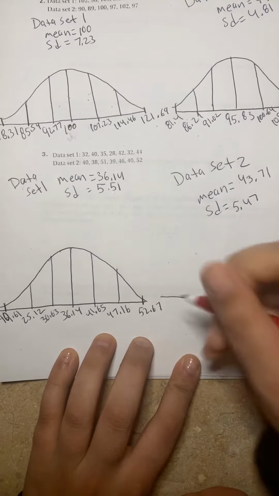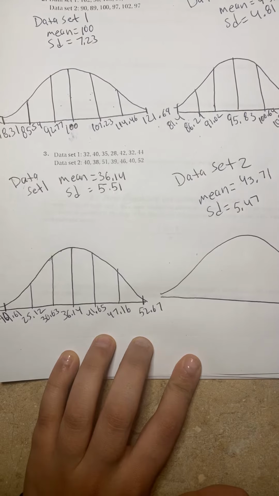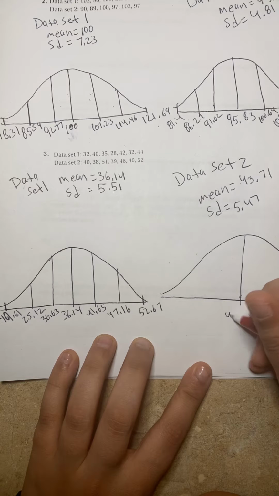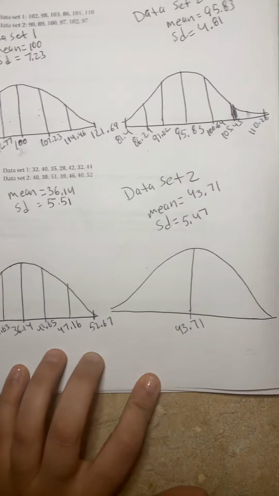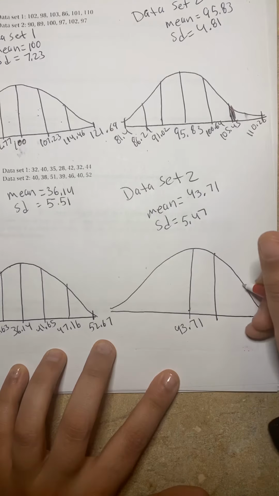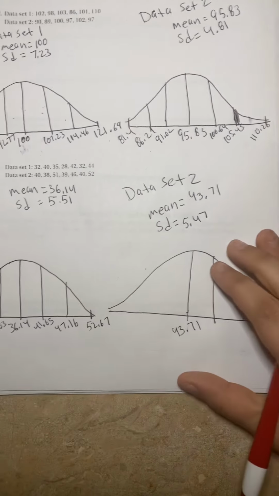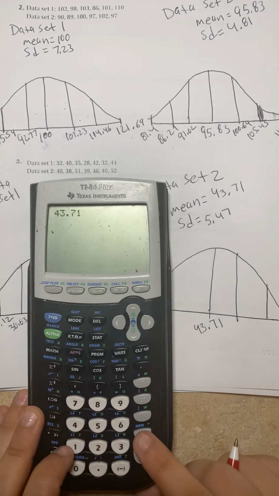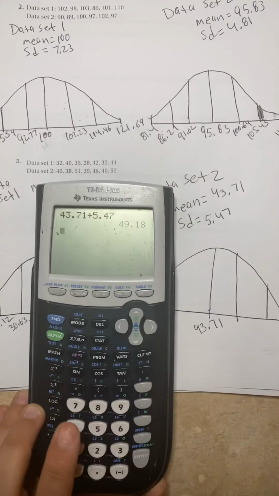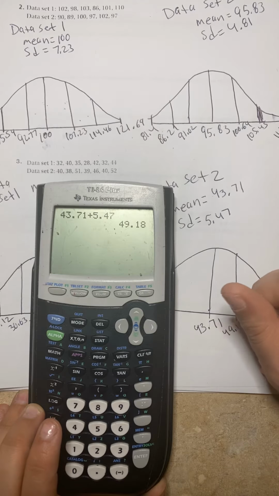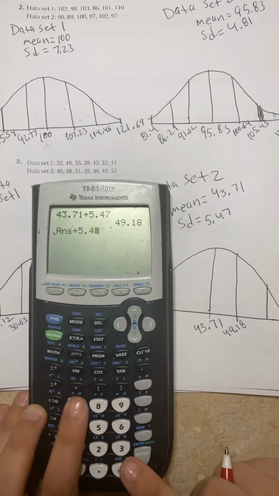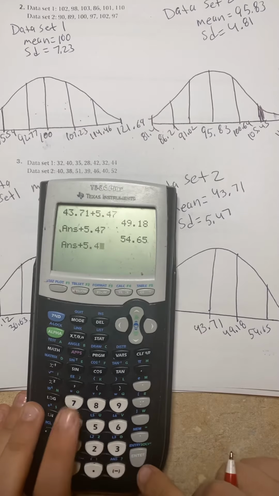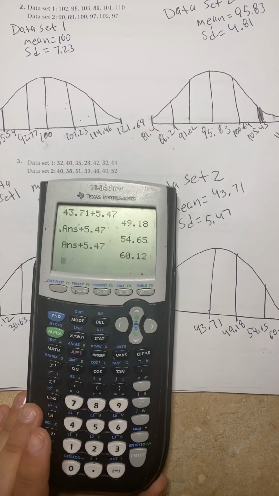So we create our curve. And our mean is right there in the middle, 43.71. And again, we're going to be adding 5.47 three times. So 43.71 plus 5.47 gives me 49.18, plus 5.47 gives me 54.65, plus 5.47 gives me 60.12.